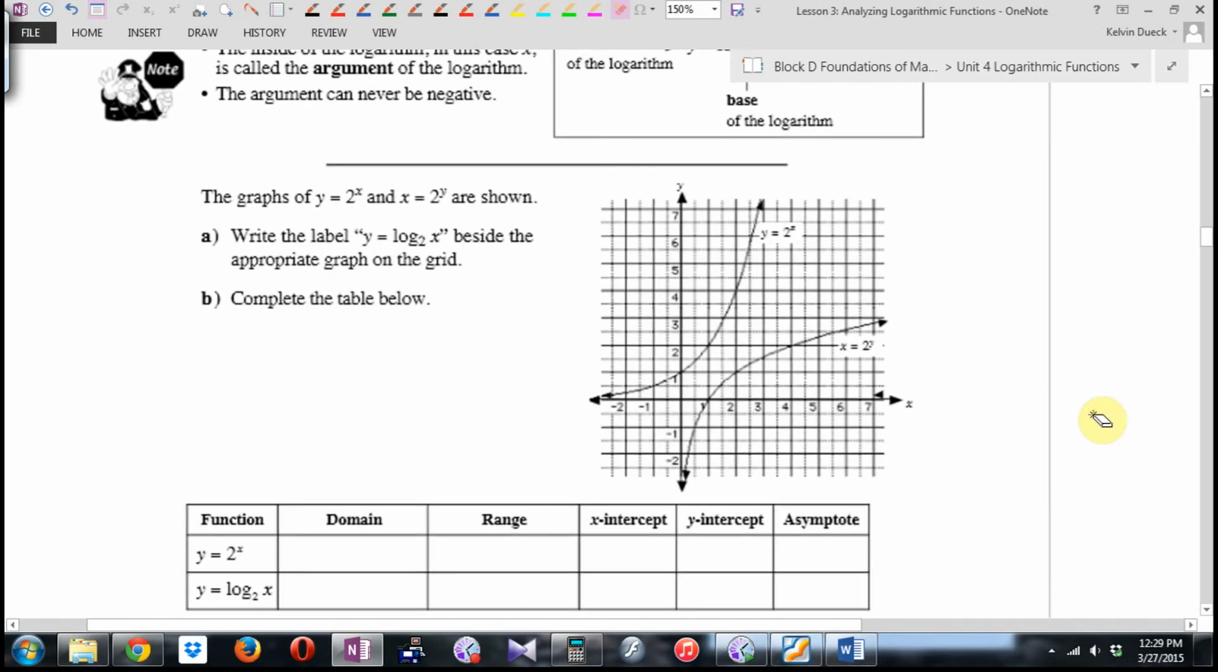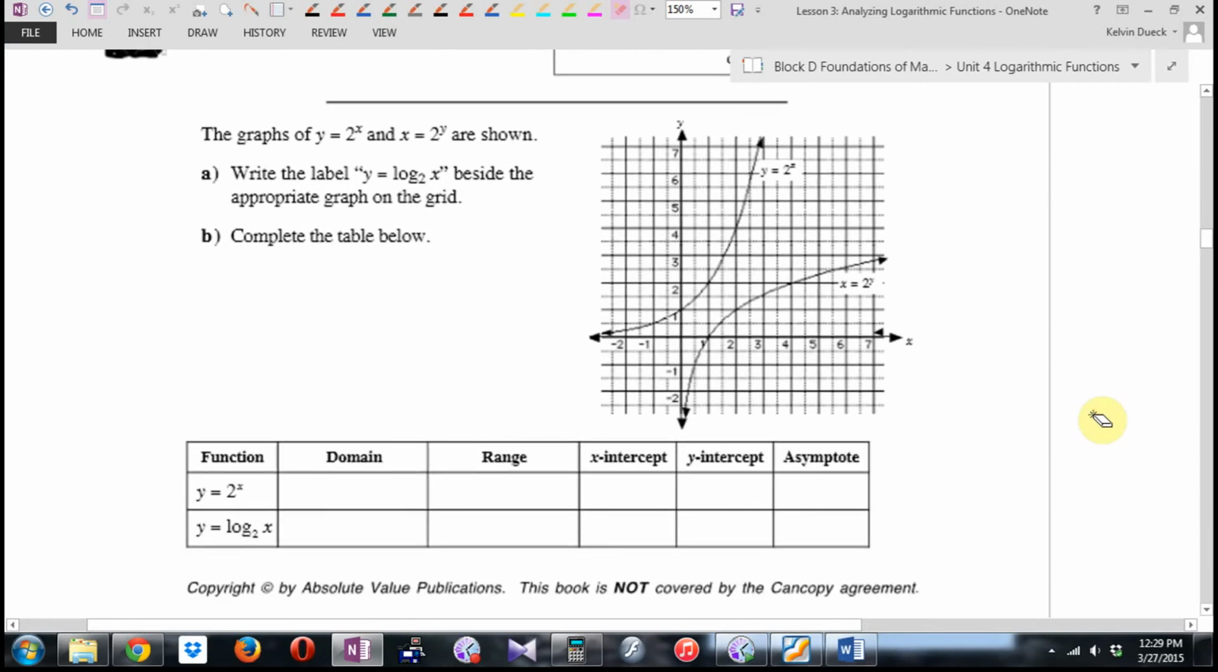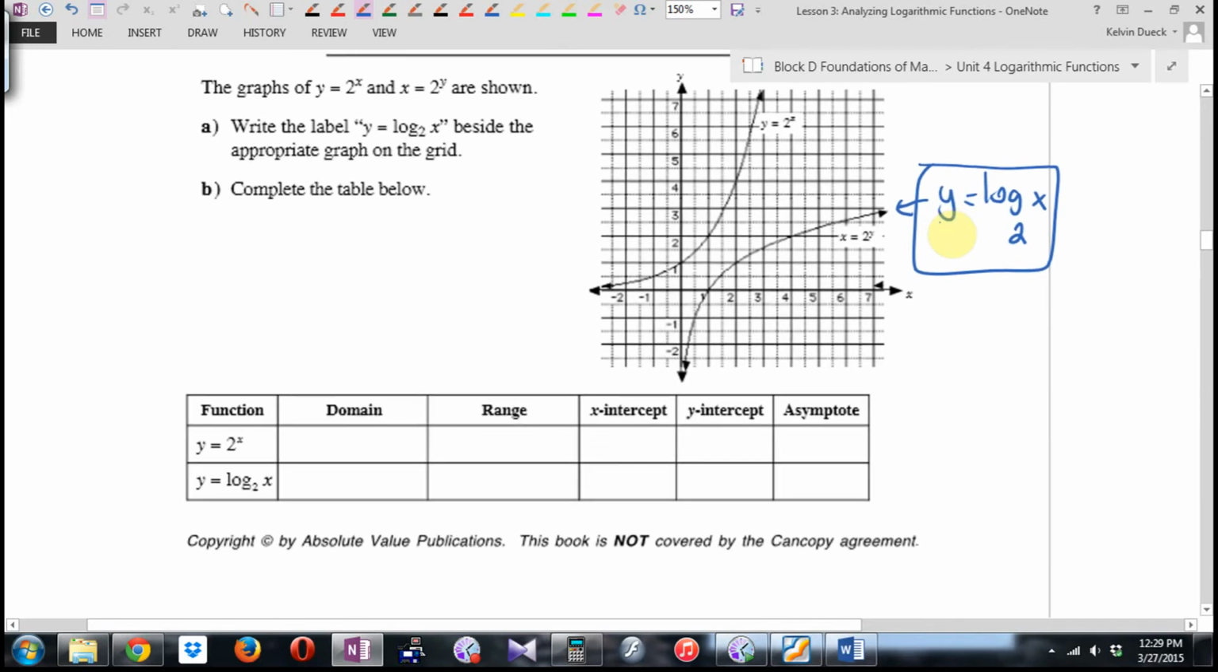So here's the two graphs that we just did on the previous page, but this was done with a computer. This graph here is actually y equals the log base 2 of x. You can label that. And now we're going to complete the table.